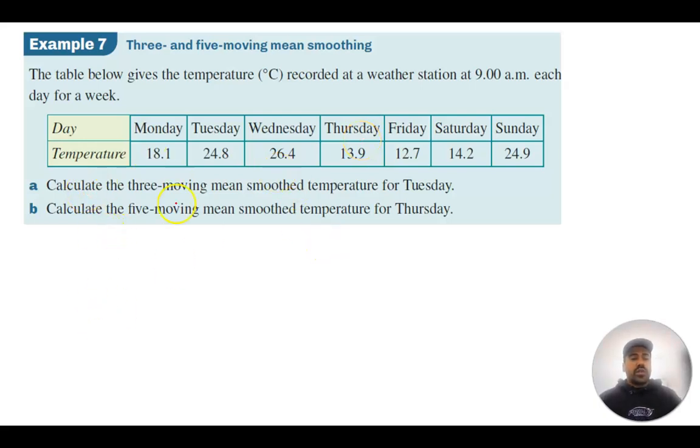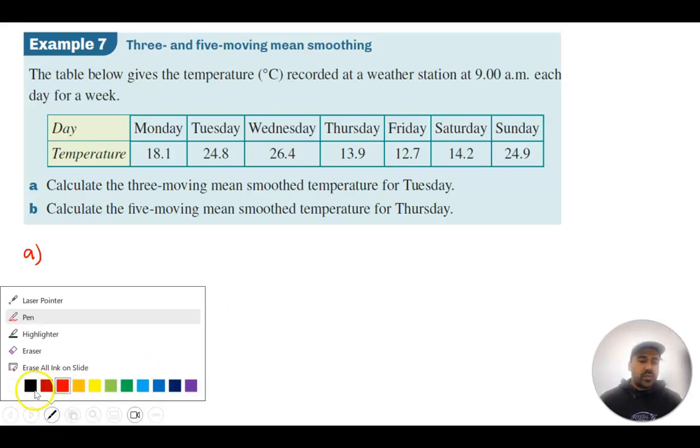So what we're going to do is calculate the 3 moving mean smooth temperature for Tuesday and the 5 moving mean smooth temperature for Thursday. So what does this process actually mean? You can get the 3 and 5 moving mean smooth temperature for every single day where possible, and we're just looking for the one specifically for Tuesday.